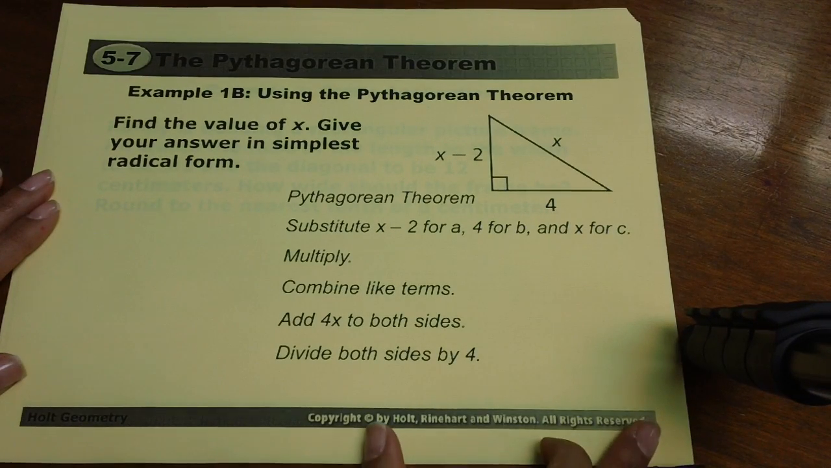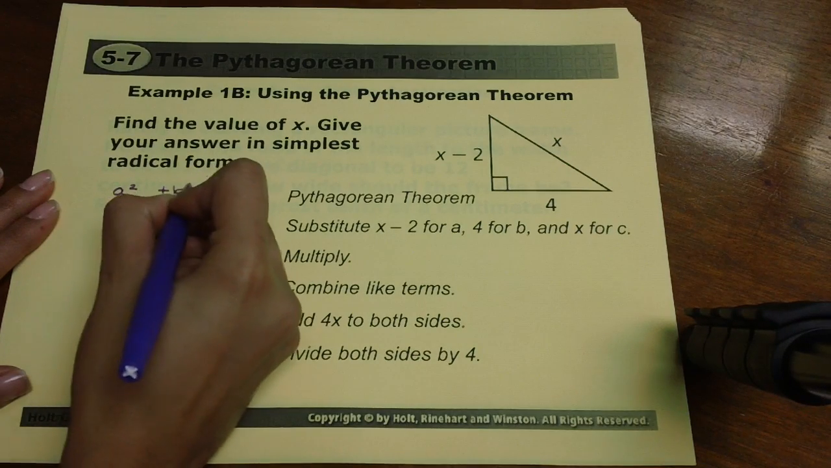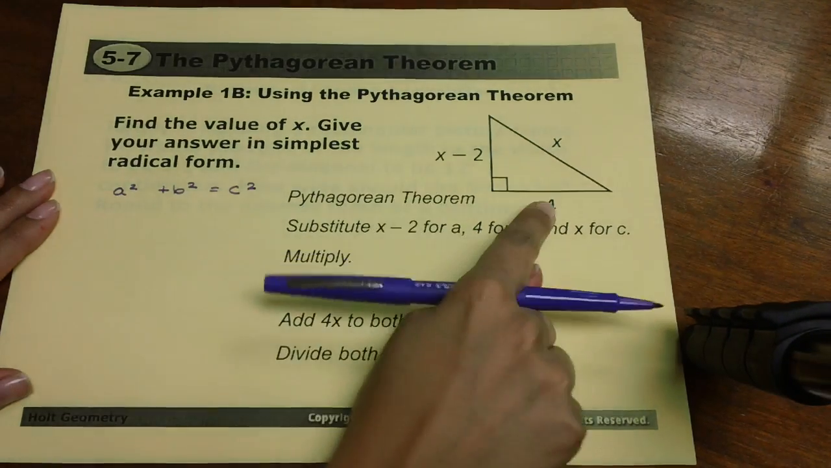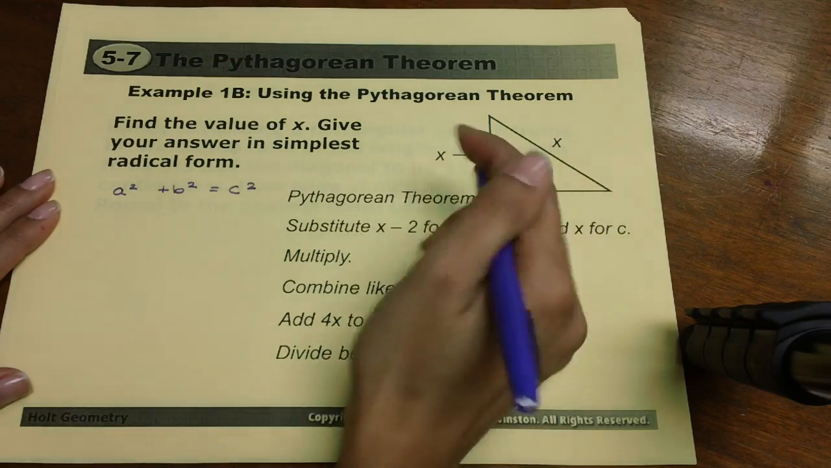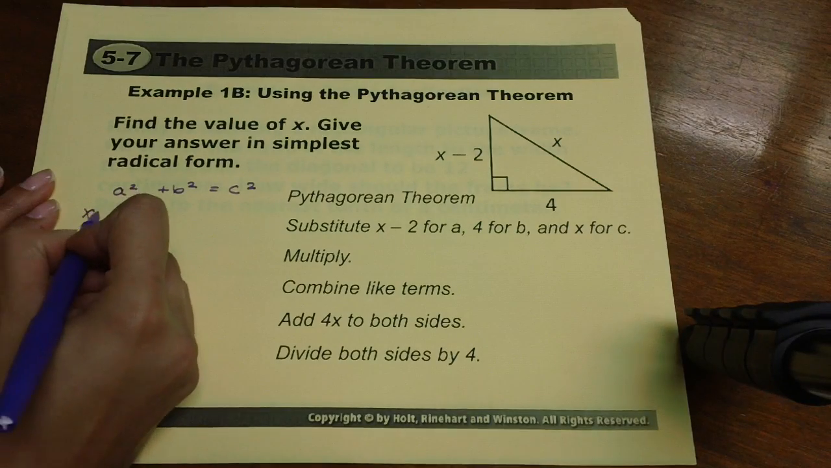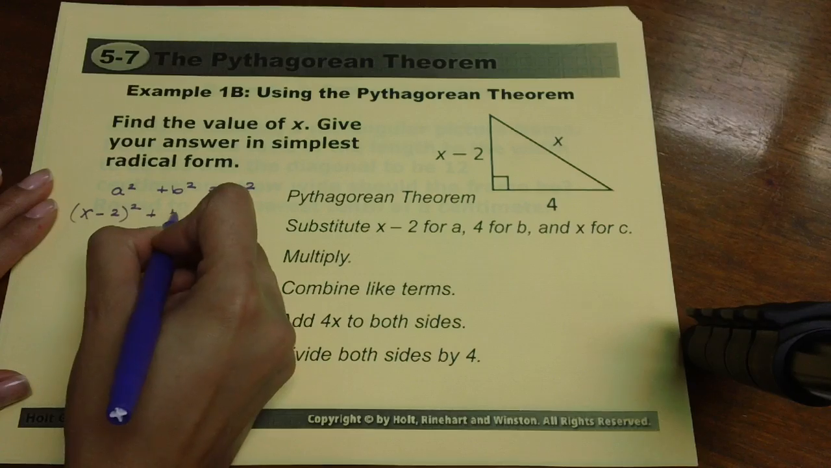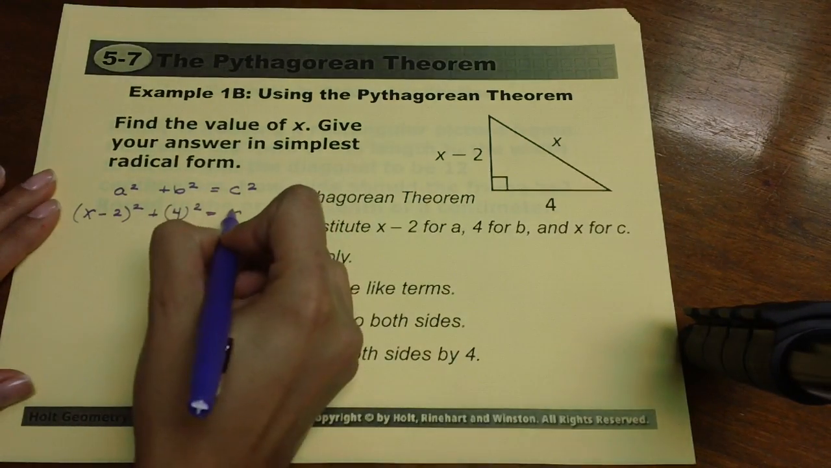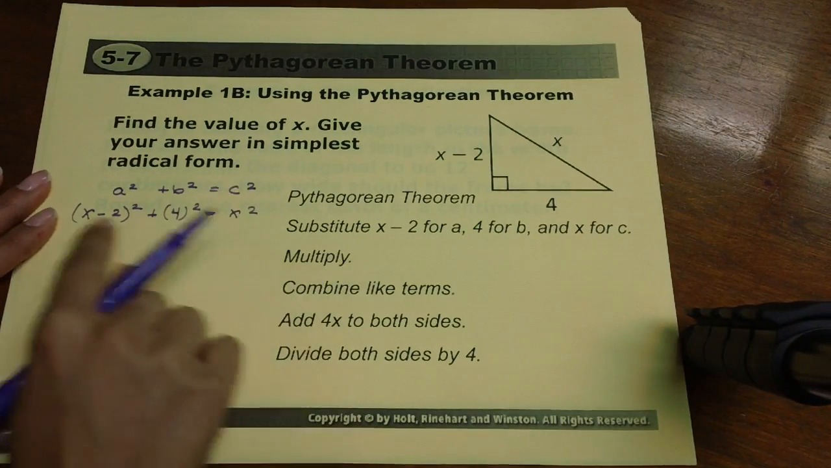Here's your first example. Hopefully you remember the Pythagorean theorem is a squared plus b squared equals c squared. A and b are always going to be the legs of your triangle, and c is always going to be the hypotenuse. So here's a triangle that we're using. You're going to use x minus 2 for a, that quantity squared, plus b is going to be 4, that quantity squared, equals c, which is x. We're trying to find the value of x, so we need to solve for x.